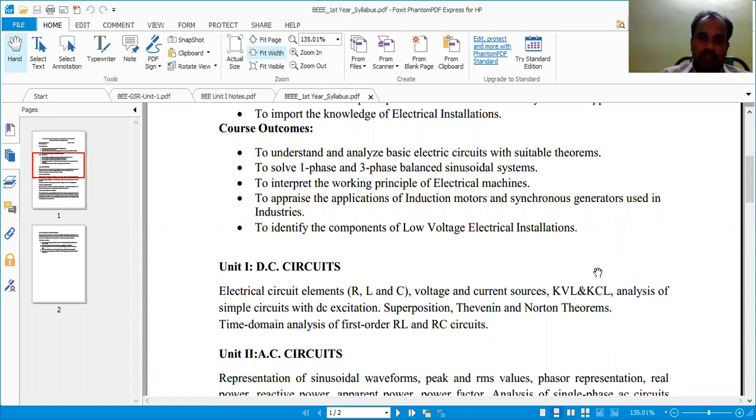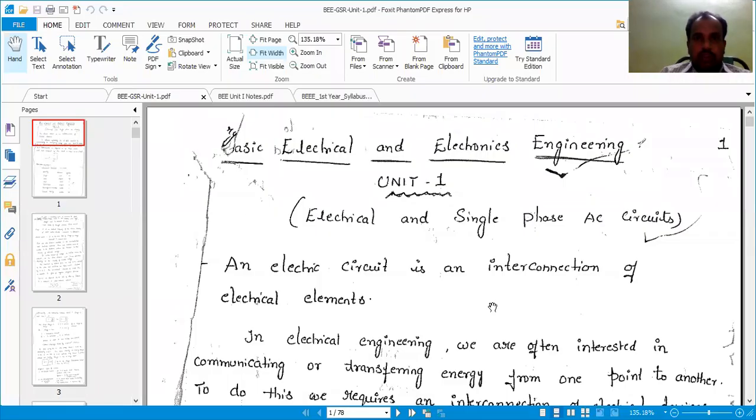Next are the theorems: superposition theorem, Norton's theorem, and Thevenin's theorem, and time domain analysis of first order RL and RC circuits. The first topic is electrical circuits and electrical elements. First of all, what is an electrical circuit? An electrical circuit is an interconnection of electrical elements.